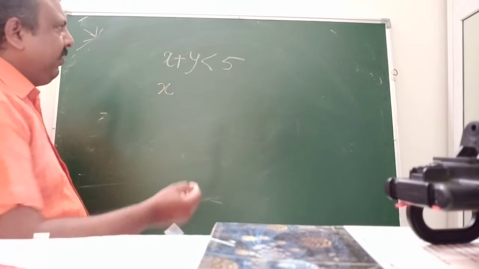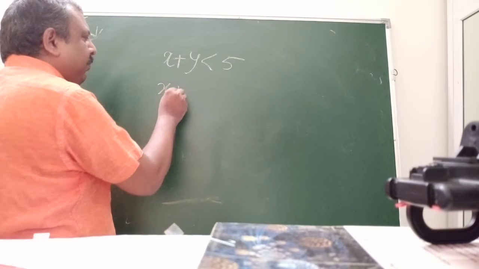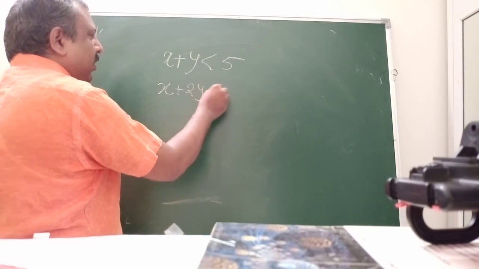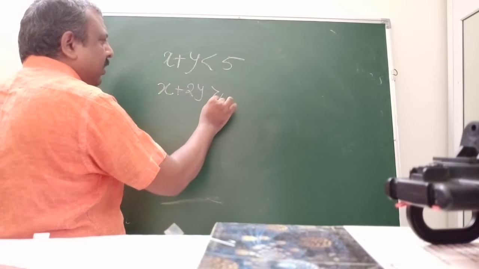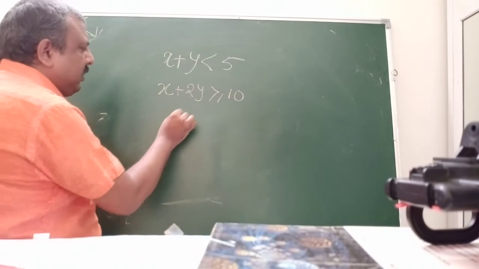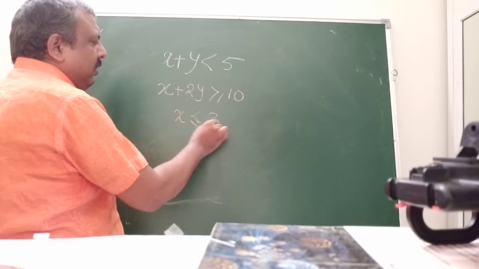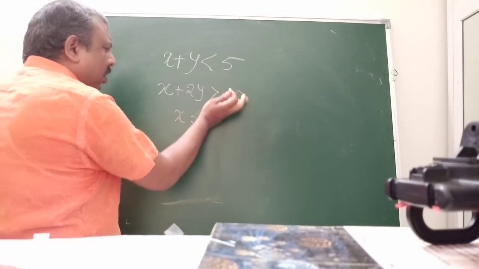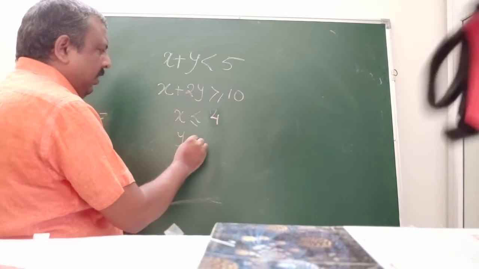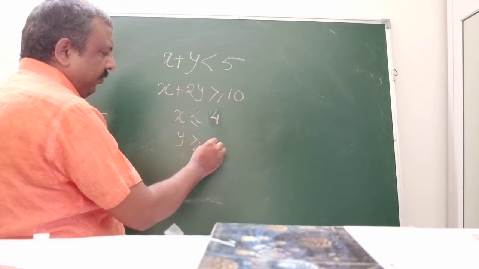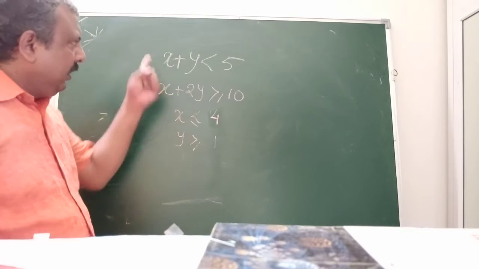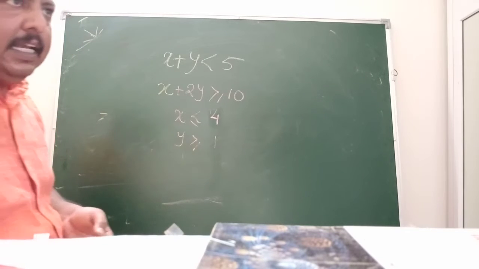Different situation inequalities: x plus 2y greater than or equal to 10, x less than or equal to 3 or, take the fourth number, 4, and y greater than or equal to 1. So these are the four inequalities.